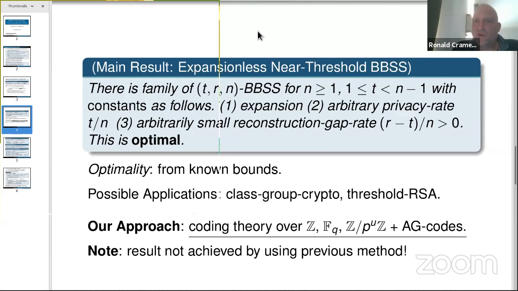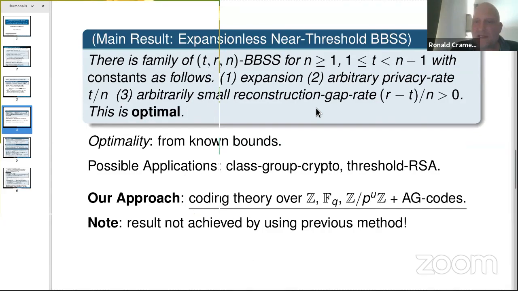So you see that if you tolerate an arbitrarily small linear gap between privacy and reconstruction, you go from logarithmic expansion to constant expansion. Possible applications here are class group cryptography and also some threshold RSA application that we described briefly in the paper.